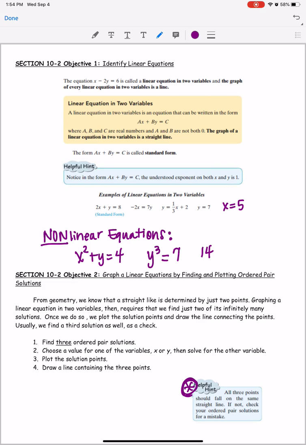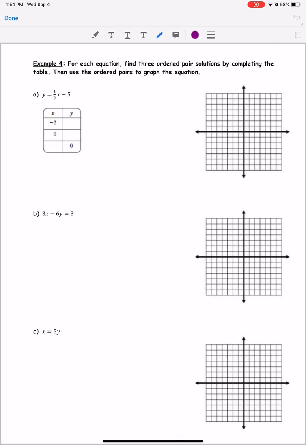So we're finding 3 to make sure they all line up. If one of them doesn't line up, that means we've made a mistake somewhere and we'll have to go through and fix it. So here we go. Example 4. We're going to start graphing lines. For each equation, find 3 ordered pair solutions by completing the table, then use the ordered pairs to graph the equation.